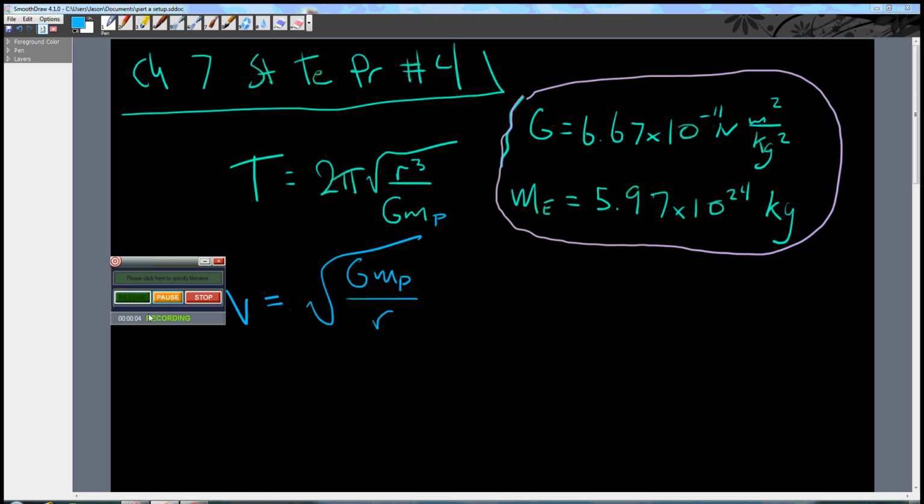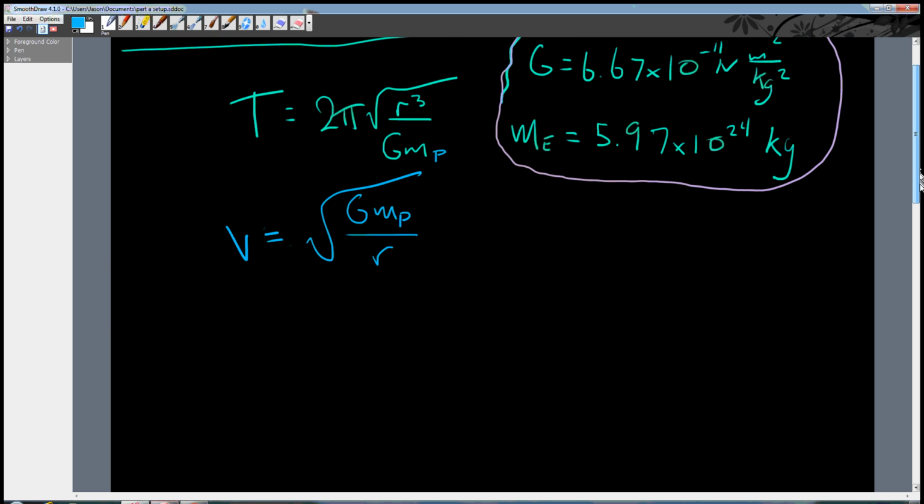Standardized test practice. Number 4, again on page 201, but you have the worksheet handed out to you. So the question reads, a moon revolves around a planet with a speed of 9.0 times 10 to the third meters per second. So that's going to be our velocity, 9.0 times 10 to the third meters per second. The distance from the moon to the center of the planet is 5.43 times 10 to the 6th meters.